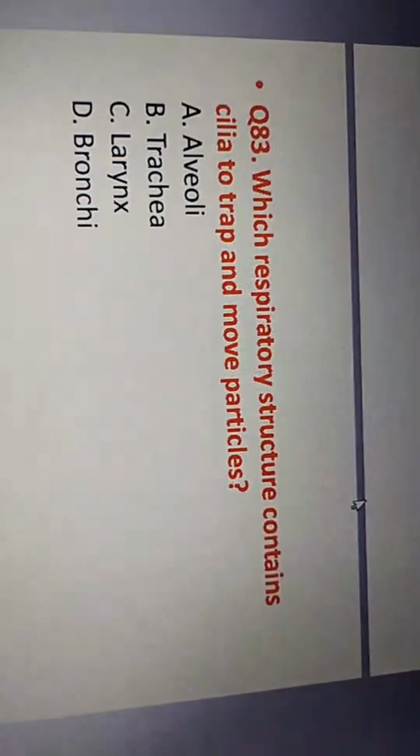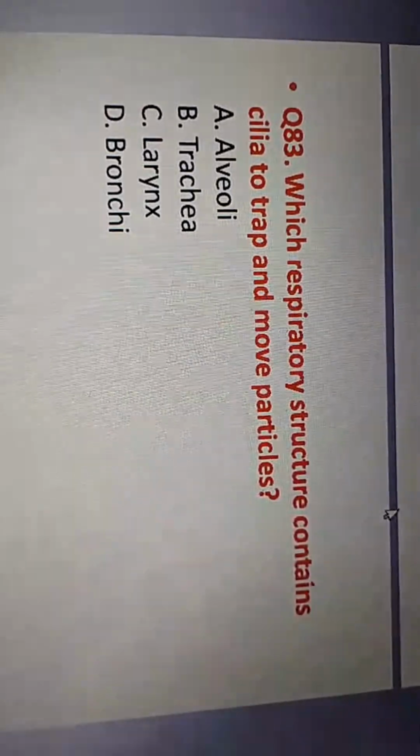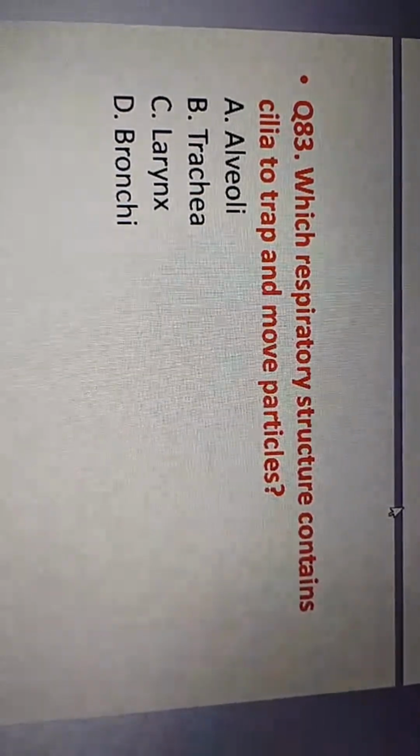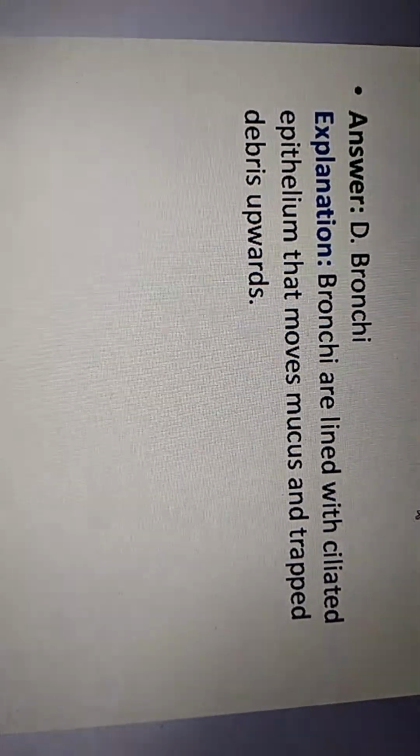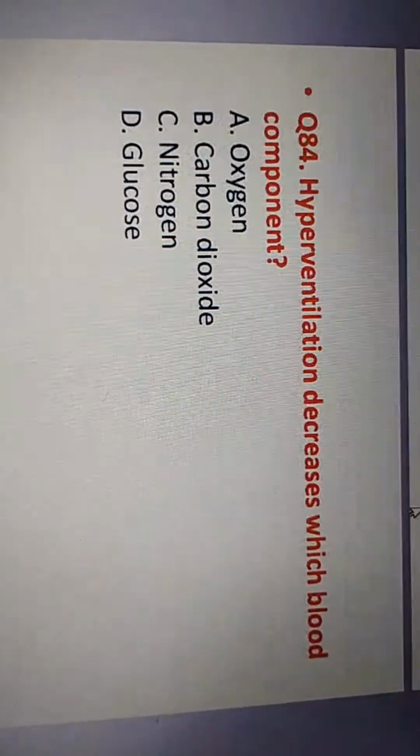Which respiratory structure contains cilia to trap and move particles? Option A, alveoli; option B, trachea; option C, larynx; option D, bronchi. The correct answer is option D, bronchi. Bronchi are lined with ciliated epithelium that moves mucus and trapped debris upwards.